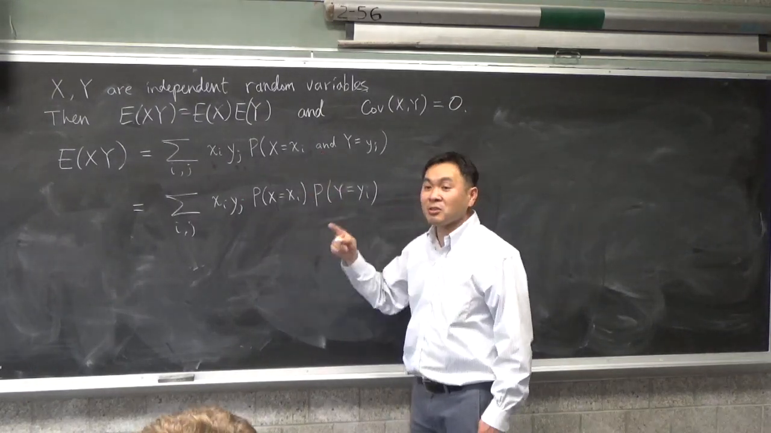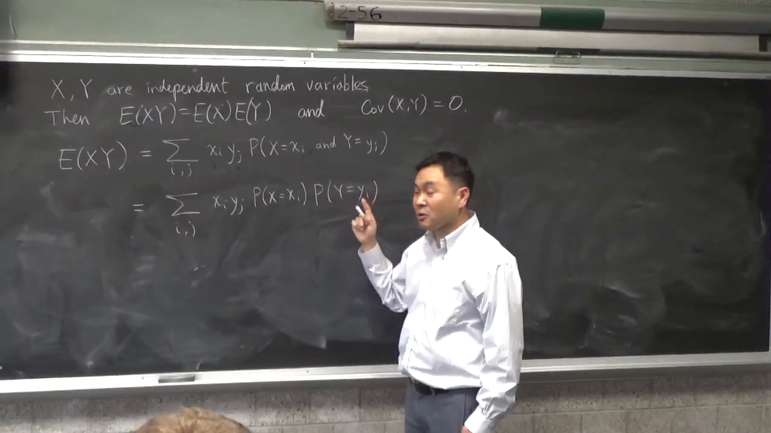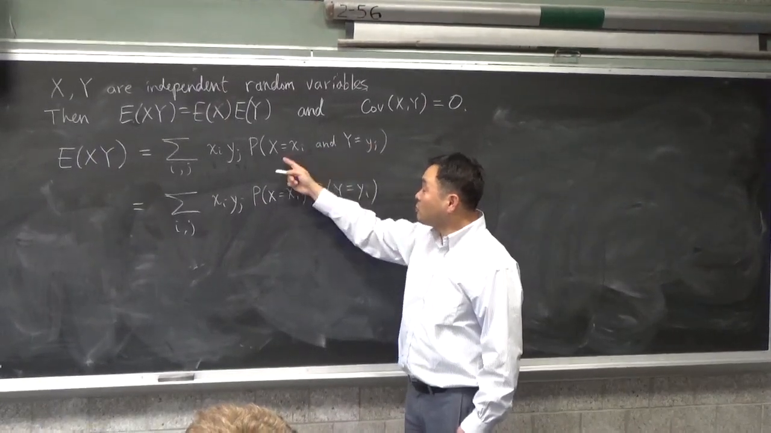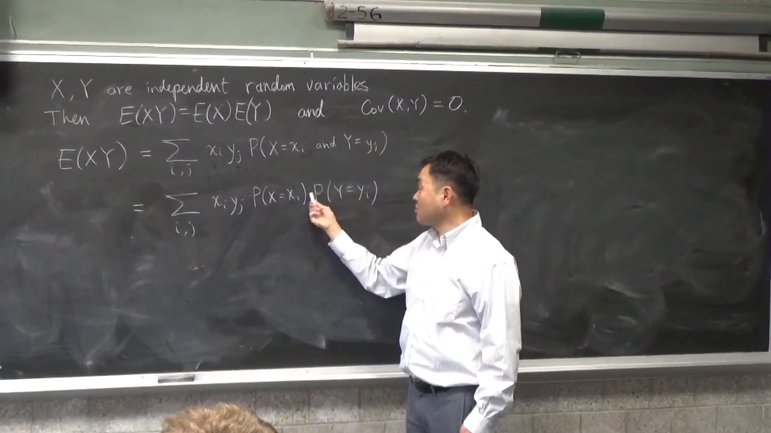And from here to there, that's when I use independence. The fact that X and Y are independent variables allows you to compute the probability of two things happening at the same time as just a simple product.